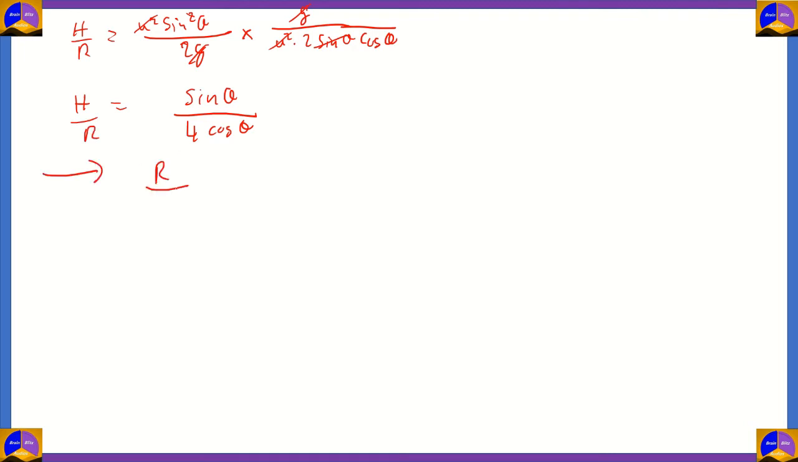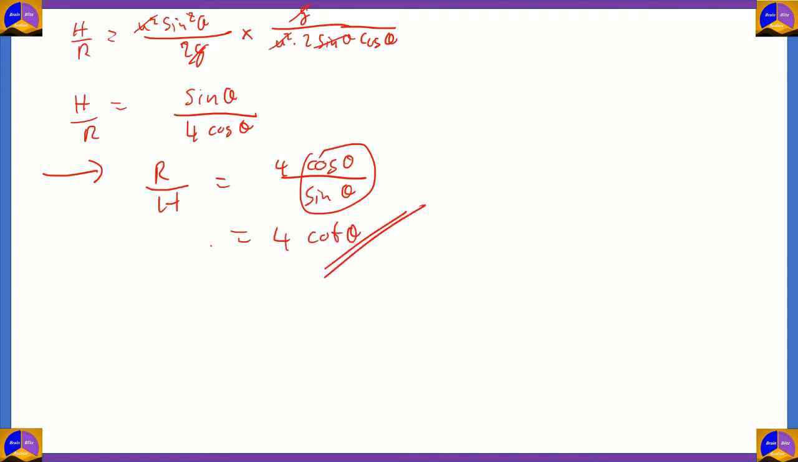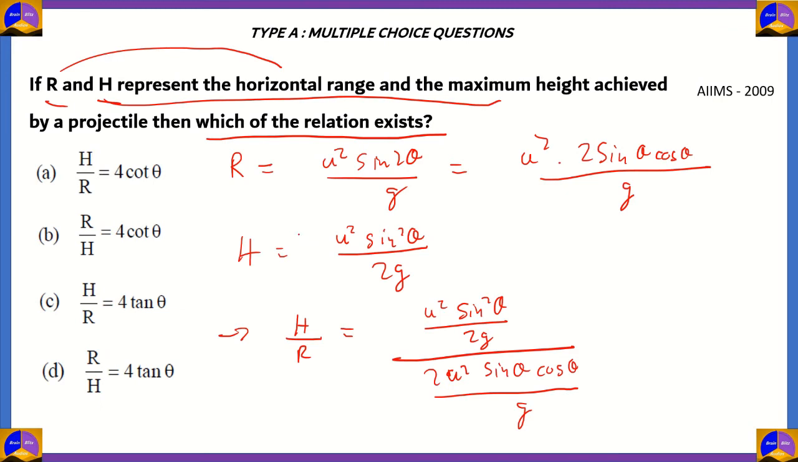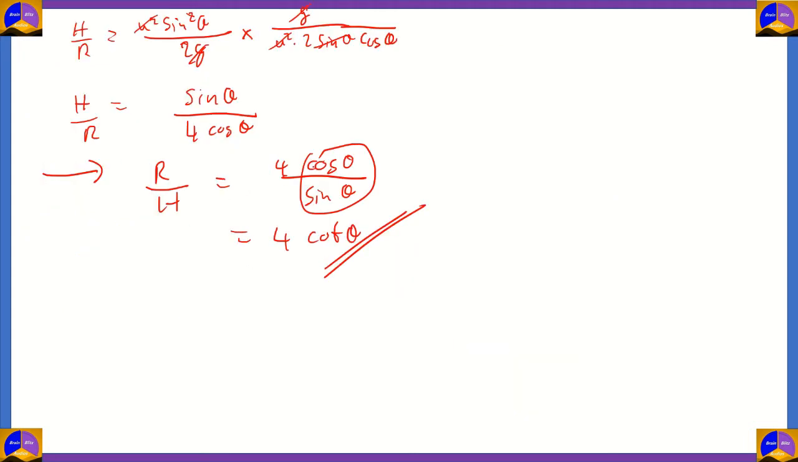Let's take the inverse. So therefore, R divided by H will be 4 cos theta divided by sine theta. And therefore, you can write cos theta by sine theta as cot theta. So the right option is option B. R by H is equal to 4 cot theta. It's important to keep the 4 in the numerator, otherwise you cannot form it in terms of cot or tan theta. And that's why we took the inverse of the earlier relation. So here H by R is what we found out to be sine theta by 4 cos theta. So therefore, we took the inverse, that is R by H, in order to get 4 cot theta.